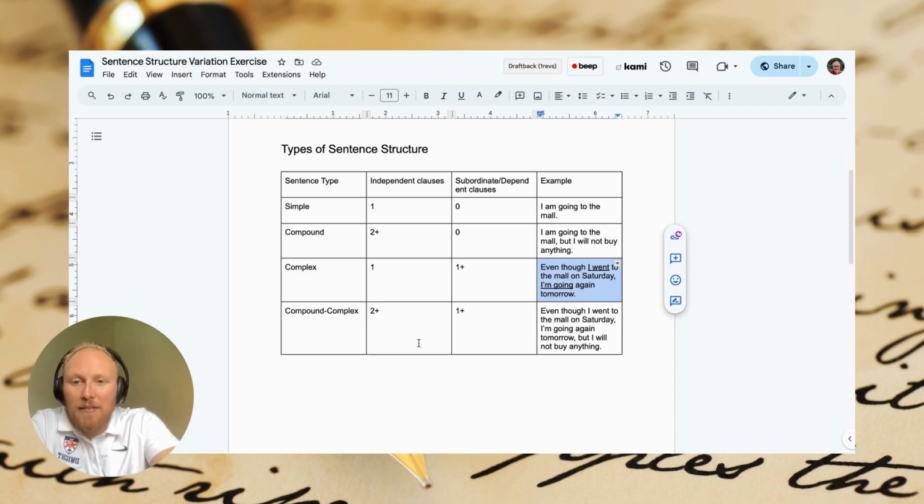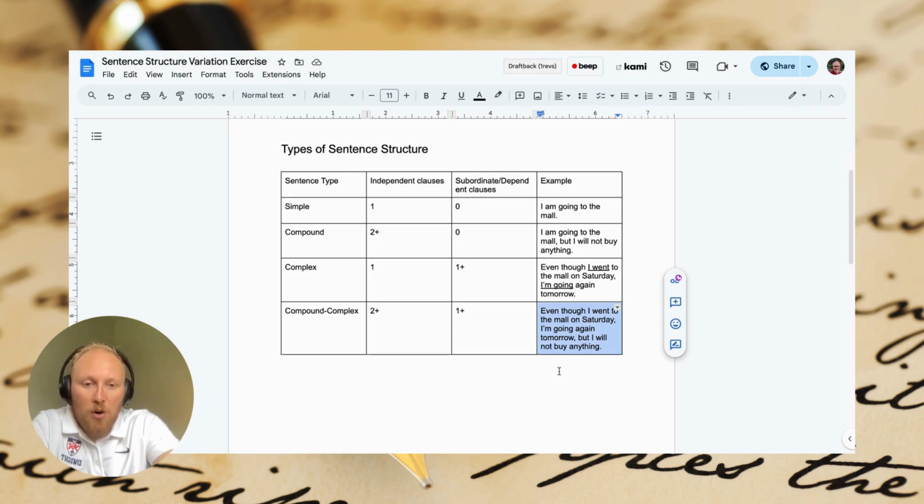And then lastly, we have compound complex. So this is a combination of the two. It must have at least two independent clauses to make it compound. It needs at least one subordinate clause to make it complex. And here's my compound complex. Even though I went to the mall on Saturday, I'm going again tomorrow, but I will not buy anything, right?